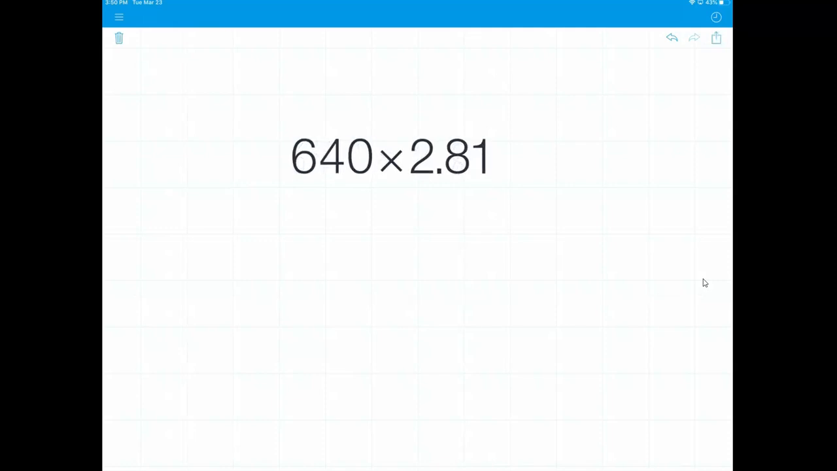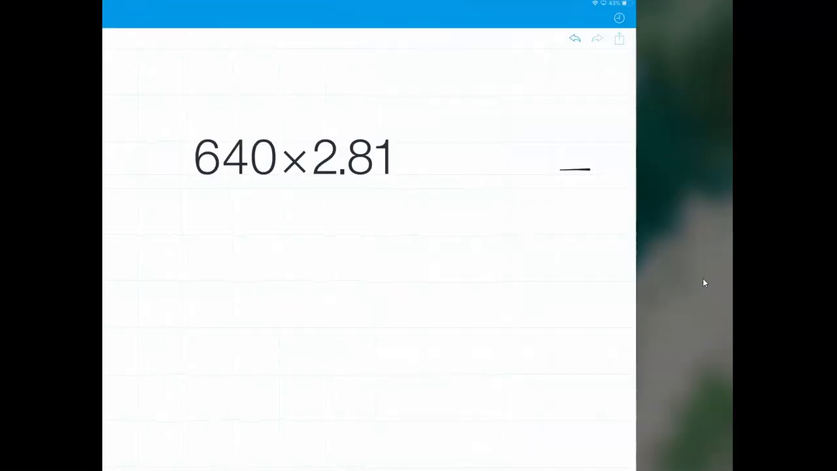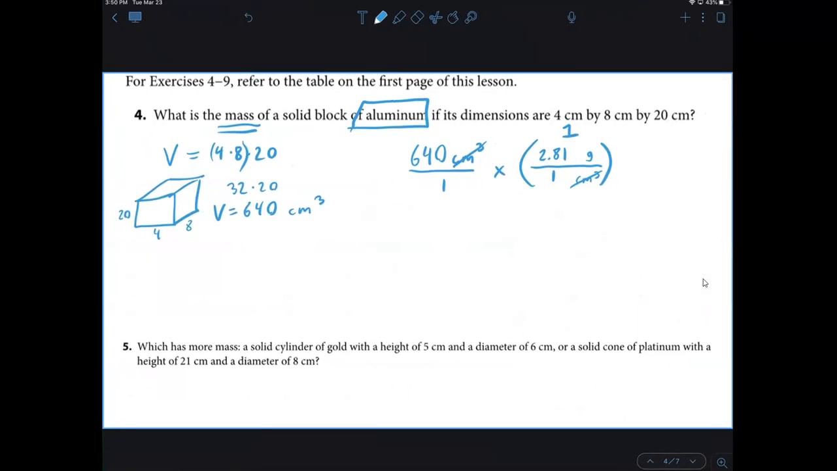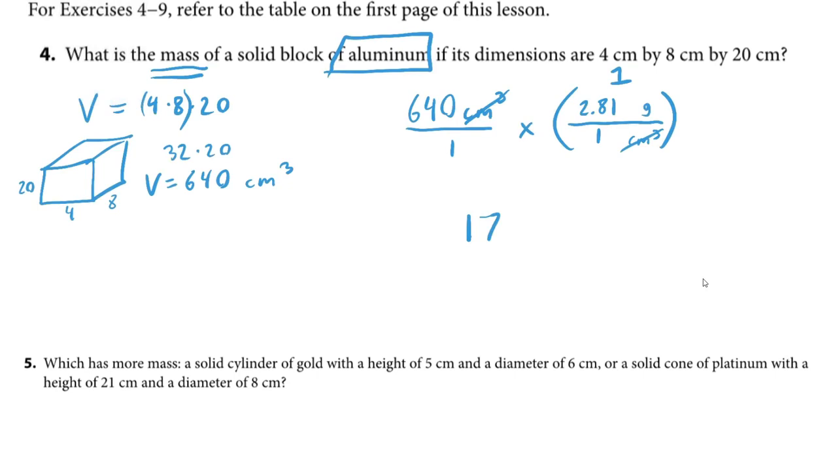So 640 times 2.81. Boom, we get 1798.4. Whoops. Oh, I'm losing my pen tip. Oh, and we crashed. Okay, let's try that again. We get 1798.4. And what are the units?